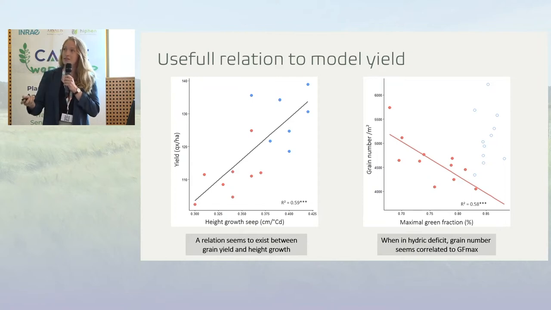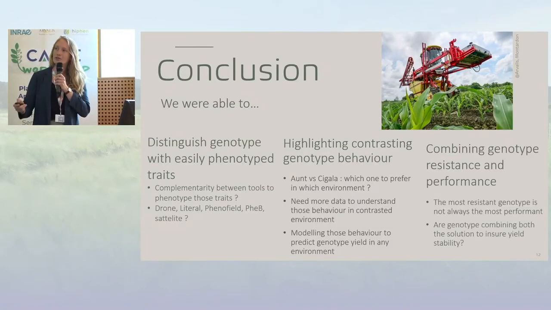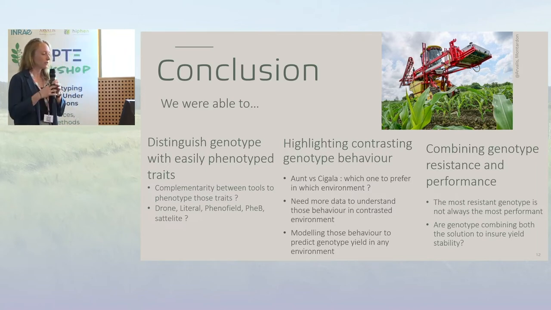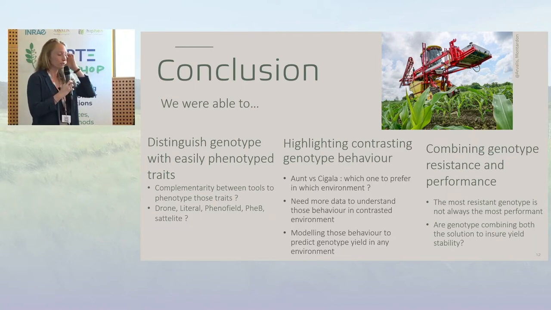So we can see that the bigger the grain fraction when in deficit, the lower the grain number per square meter. So yeah, two insights to model yield even in not good conditions. Okay, so to conclude, we were able here to distinguish genotypes with easy phenotype traits. We want to ask if those traits can also be found with other phenotype tools, so we have also experimented with other phenotyping tools to see that.